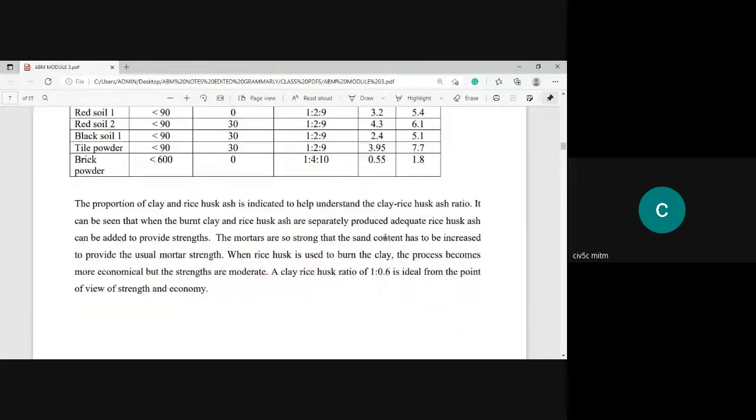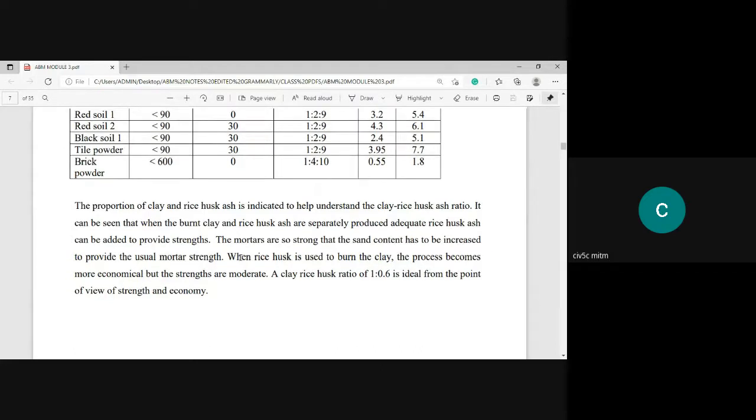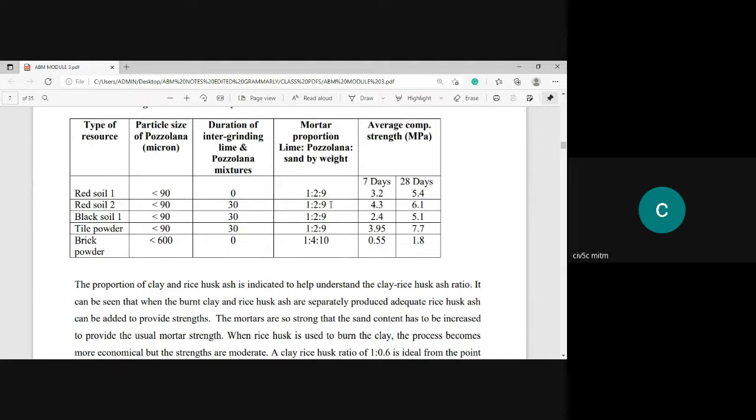Did you get my point? The proportion of clay and rice husk ash is indicated to help understand the clay rice husk ash ratio. It can be seen that when burnt clay and rice husk ash are separately produced, adequate rice husk ash can be added to provide strength. That means combination. The mortars are so strong that the sand content has to be increased to provide the usual mortar strength. So this is the drawback. In order to obtain this strength for a lime pozzolana mixture, you need to increase the sand content here. Please note this point.